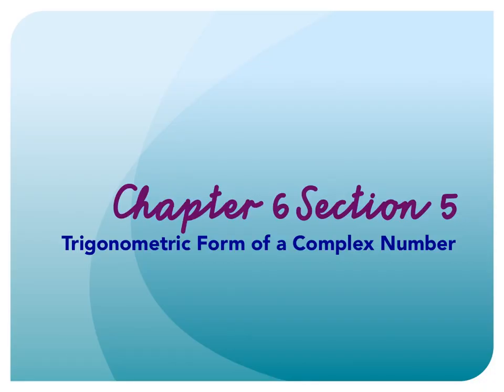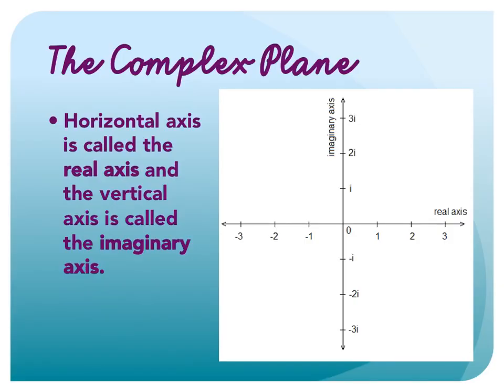Okay, so the last section we're going to cover before your test is Chapter 6, Section 5, which is called the trigonometric form of a complex number. So we're going to combine what we know about complex numbers into a little bit of this content that we've been talking about. The first thing we're going to do is determine how to plot an imaginary number, a complex number, on a complex coordinate grid.